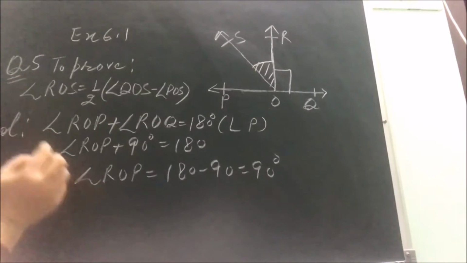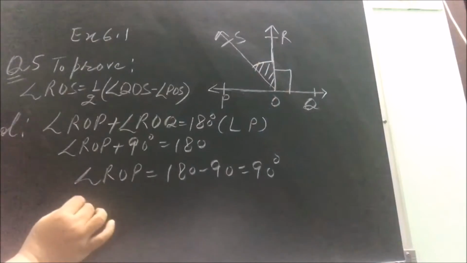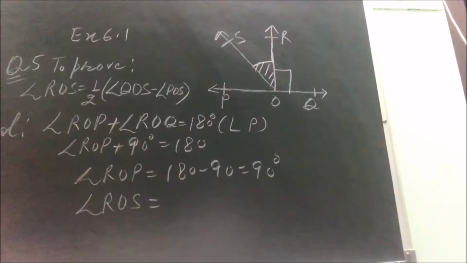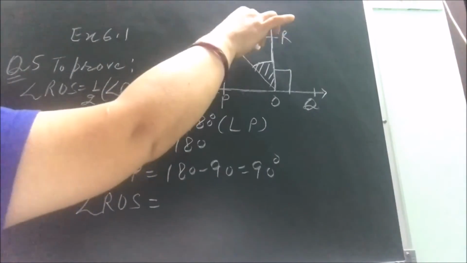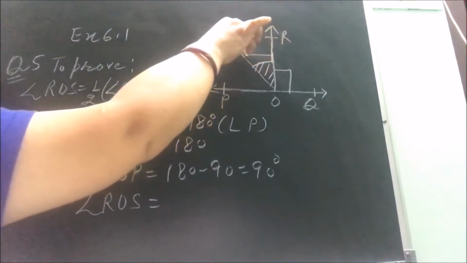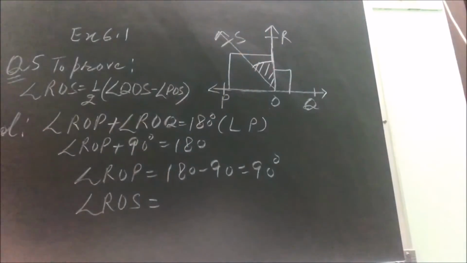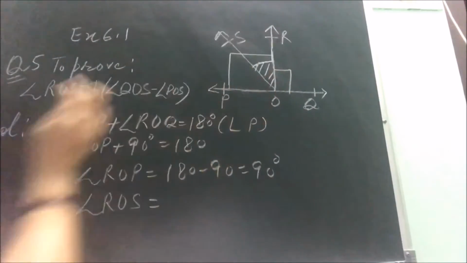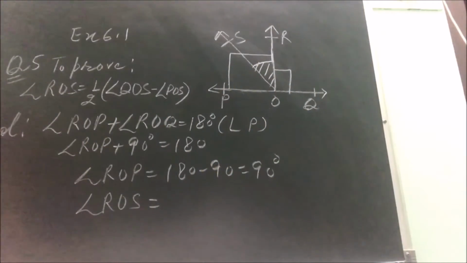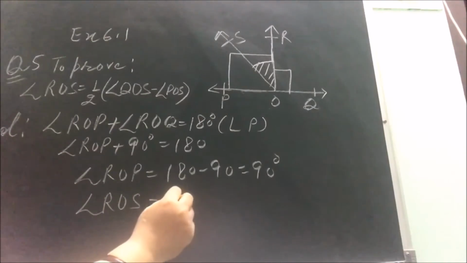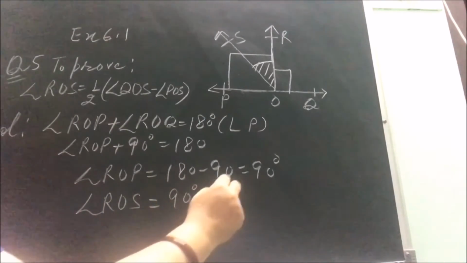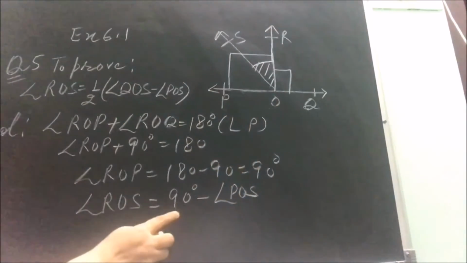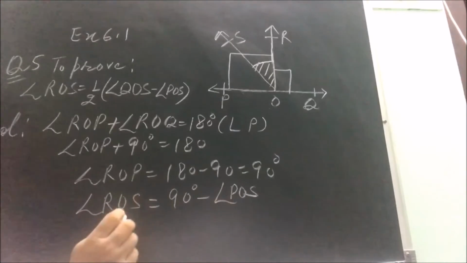Now see, we can write this angle ROS in two ways. Angle ROS is equal to, see, if we subtract POS from this right angle, we get ROS, right? So subtract POS from ROP, and ROP is 90 degree. So 90 degree minus POS.